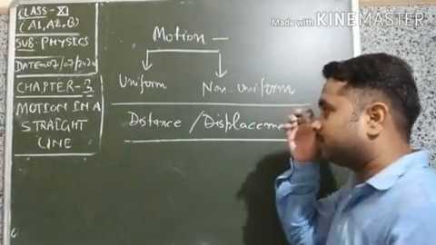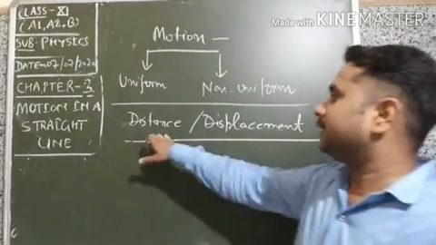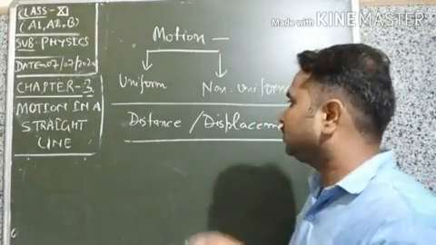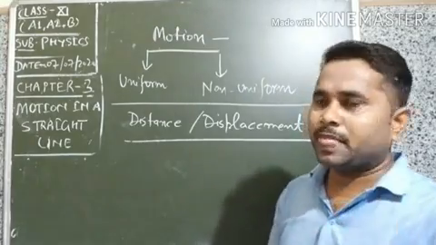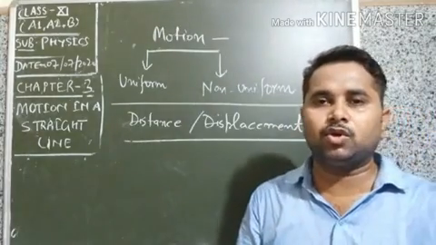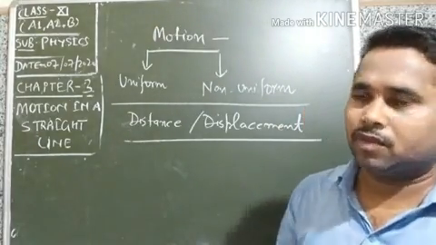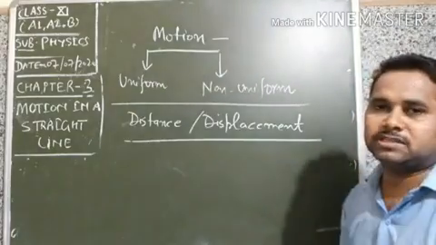Also we have discussed in class 9 that distance may be 0 or positive, but displacement may be 0, positive and negative also. So this is about distance and displacement.